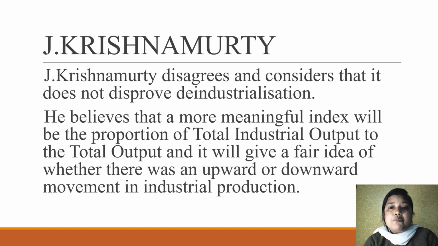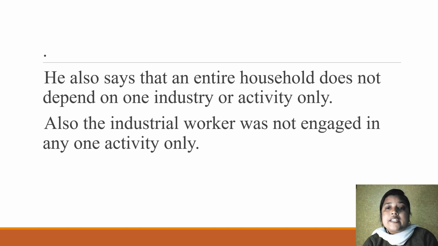Then we have J. Krishnamurti, who disagrees with Daniel Thorner and considers that it does not disprove deindustrialization. He believes that a more meaningful index will be the proportion of total industrial output to the total output, and it will give a fair idea of whether there was an upward or downward movement in industrial production. He also says that an entire household does not depend on one industry or activity only. Also, the industrial worker was not engaged in any one activity only.